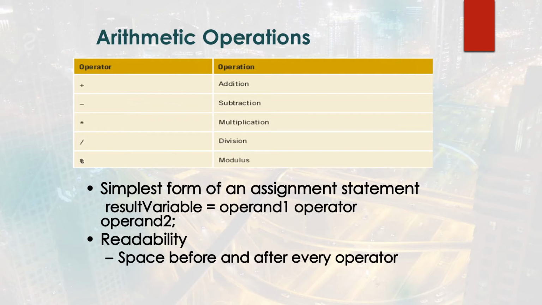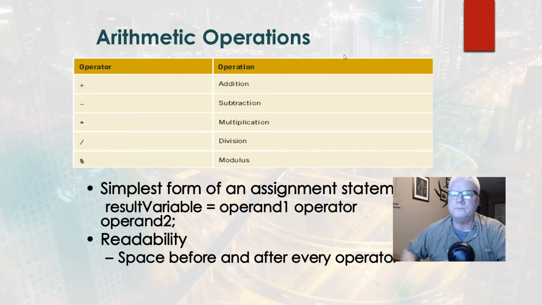Simplest form of an assignment statement: result variable equals operand 1 operator operand 2. So you could use a mathematical equation in there to do that. We always want a space before and after the operator. So if we use addition or subtraction, we're going to put a space in between the numbers and the operators, just for easier readability. The computer doesn't really care, but it is easier to read that way. Okay.